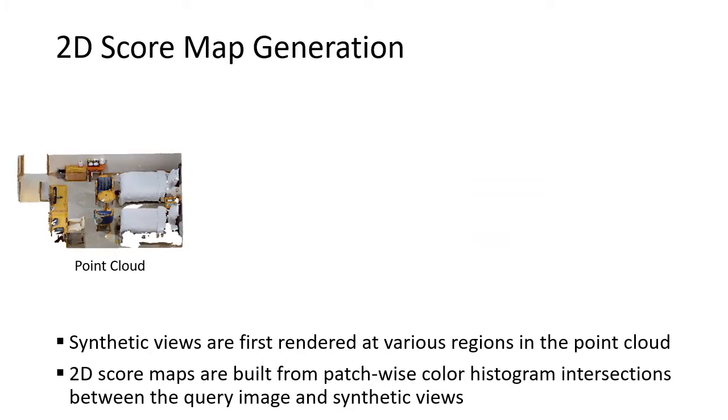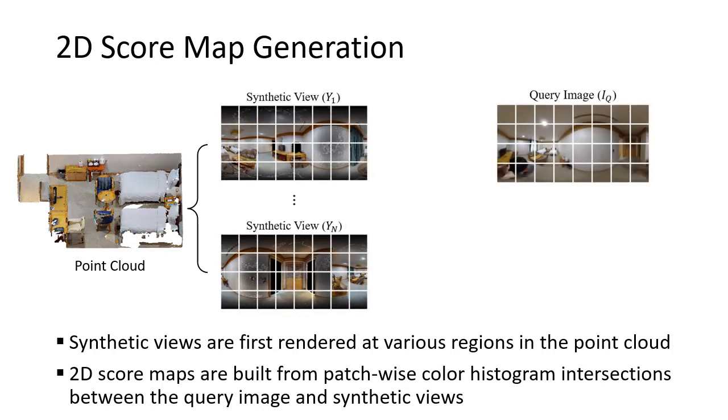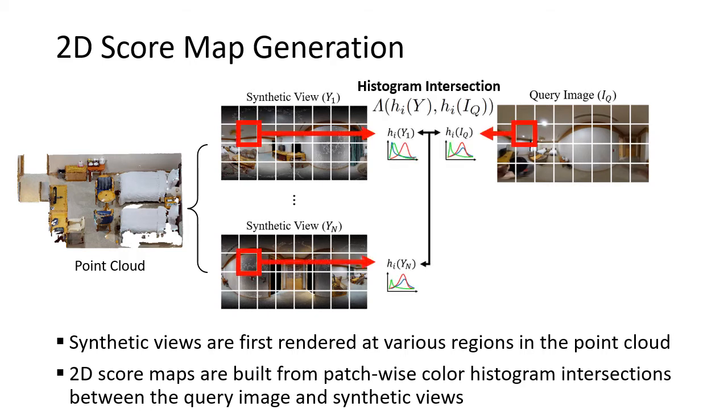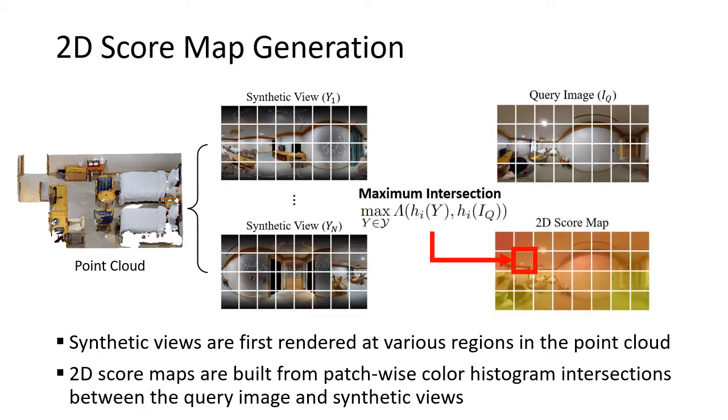2D score maps assign higher scores to image regions that are consistent with the point cloud color values. To create 2D score maps, synthetic views are first rendered at various locations in the point cloud. Then, intersections are computed between the patch-wise color histograms of the synthetic views and the query image. Finally, for each patch in the 2D score map, the maximum histogram intersection is stored.